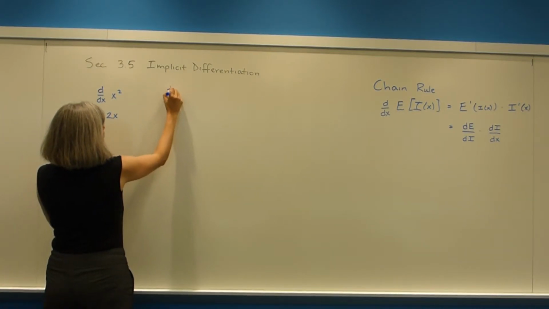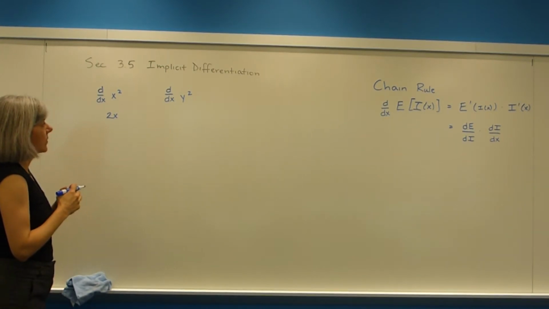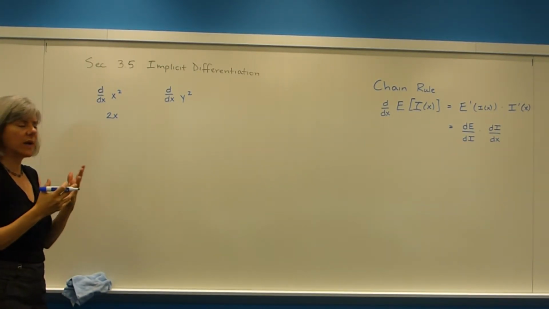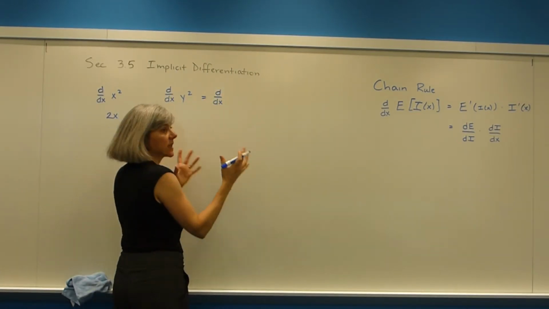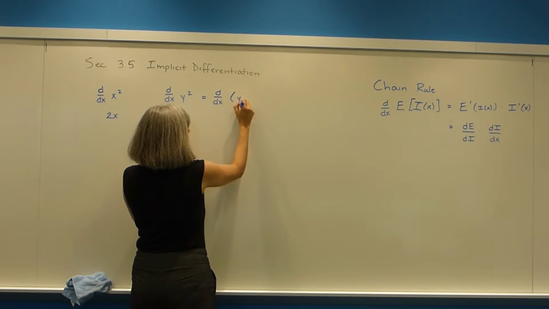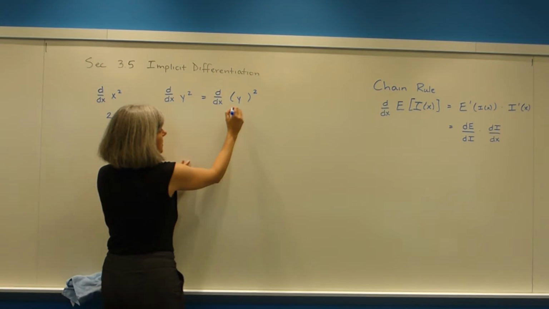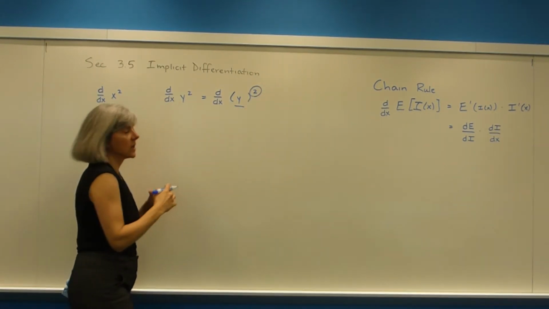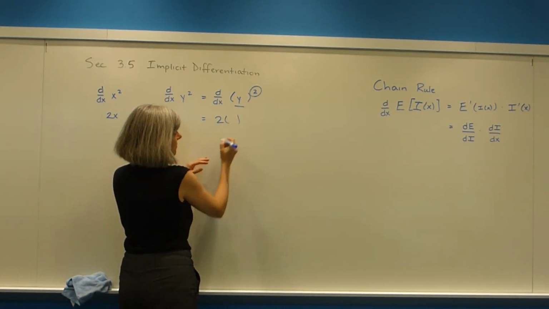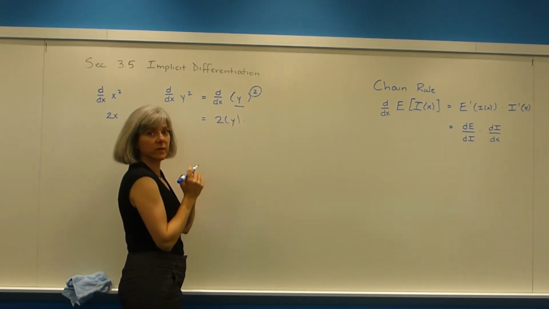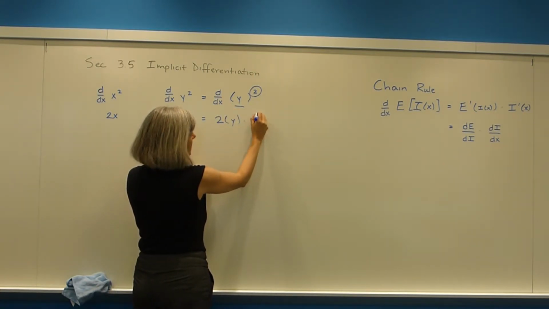If I want to take the derivative with respect to x of y squared, the variables don't match, so how do I do that? Well, let's think about this. Let's consider this to be an inside-outside function. Let's just rewrite it. Here's our inside function, and there's our outside function. The derivative of the outside function is 2 times the inside, times the derivative of the inside function. What's the derivative of y with respect to x? That's just dy dx.